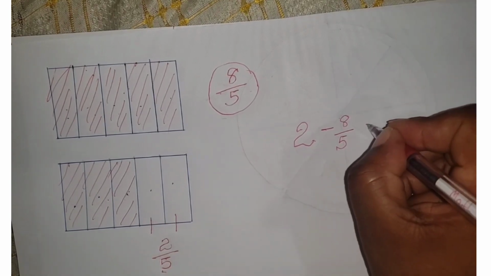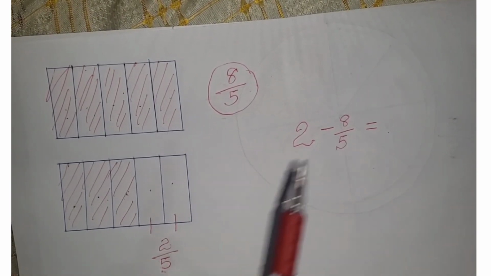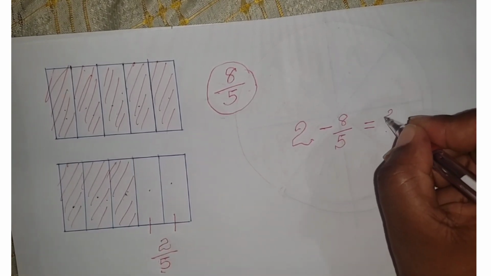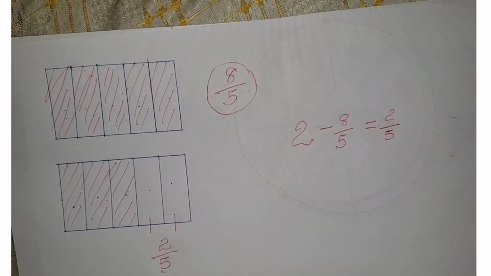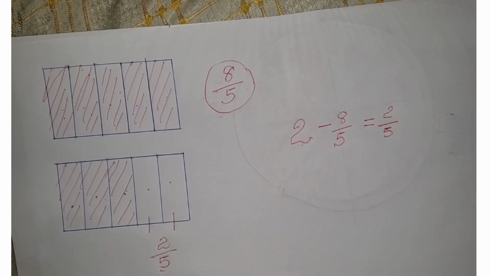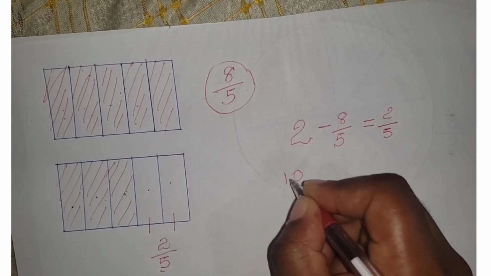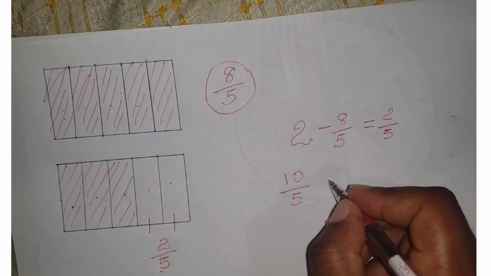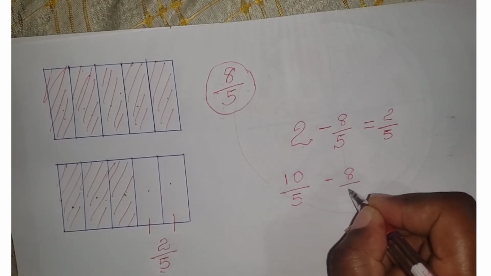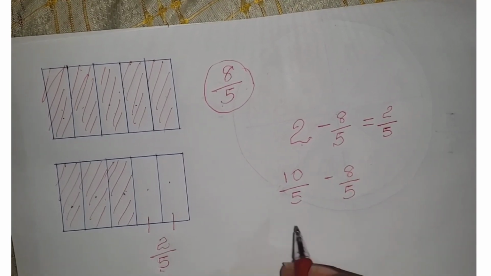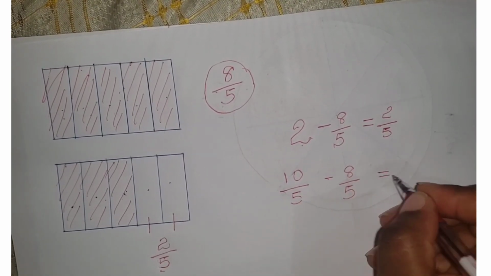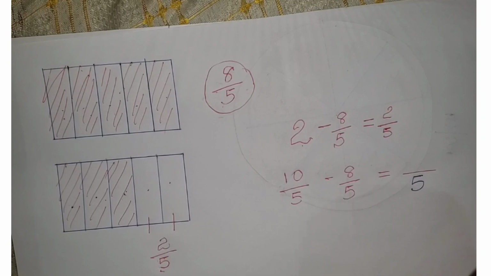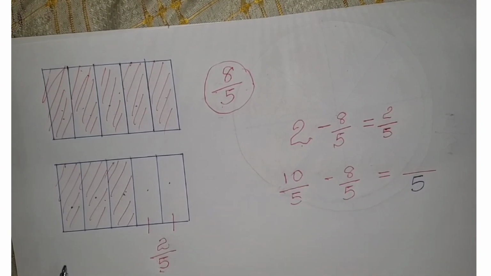And so we can represent it as 8/5 from 10/5 will give us 2/5. We could also write this as 2 wholes being equivalent to 10/5. And then we're going to take out the 8/5. And if the denominators are the same, we just need to write back our denominator. And we can just go ahead and subtract our numerators.